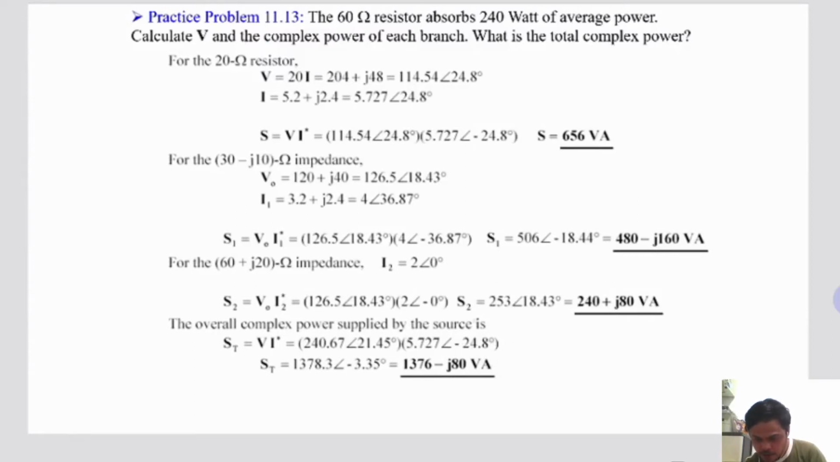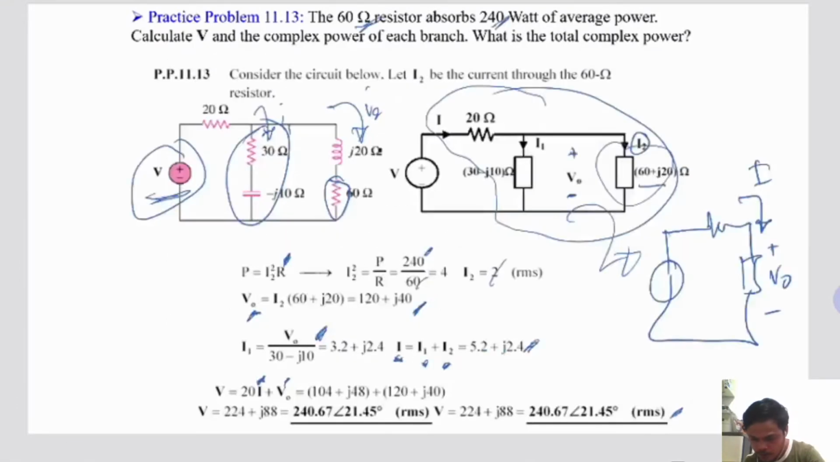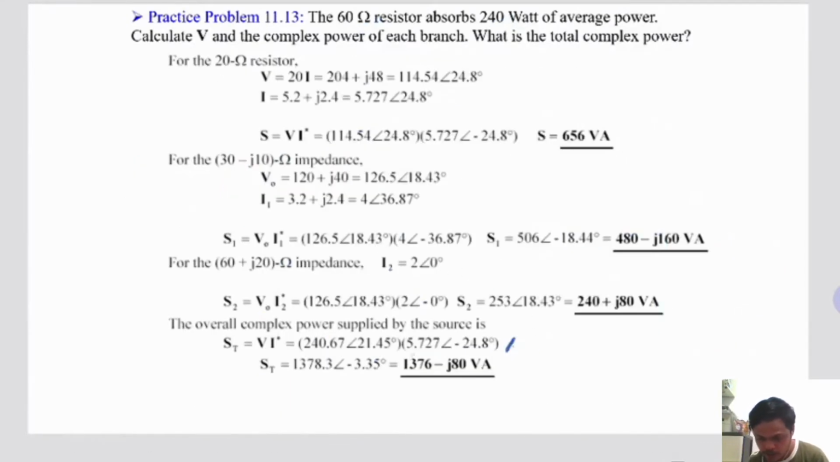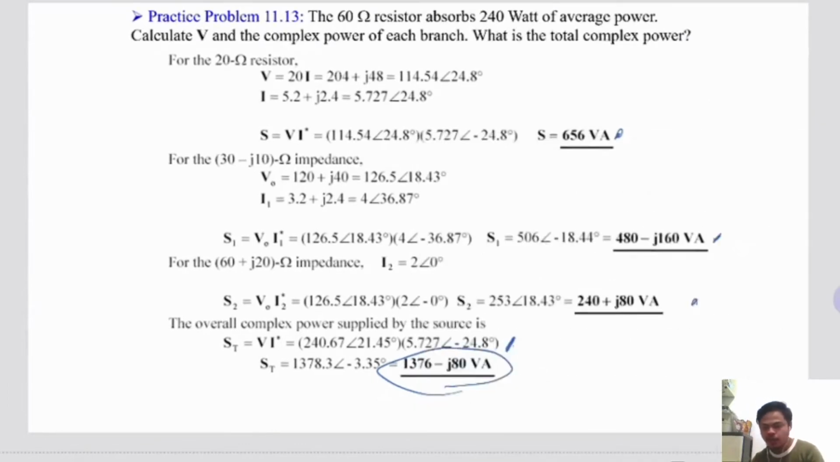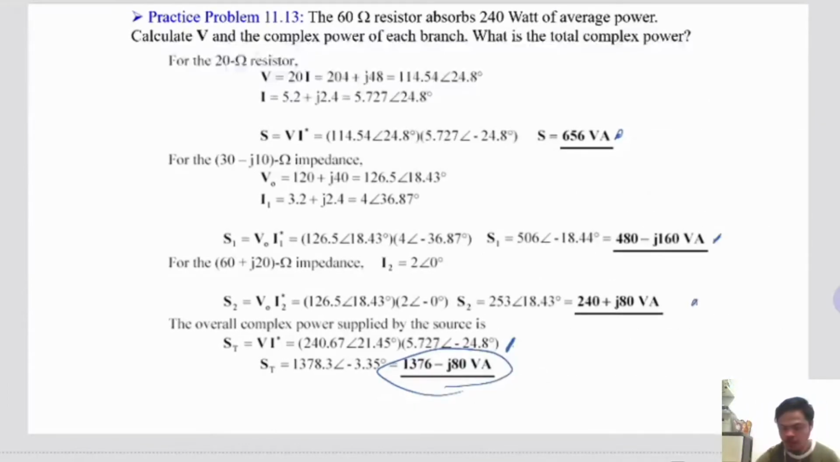The total power can now be computed as V times I conjugate. So you have 240 times the conjugate of I. This is now the total power in the system. Or you can do that by first solving for the individual complex power of each branch, and you simply add the complex powers and you will arrive at this answer.